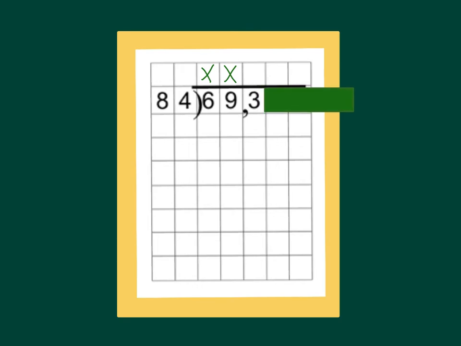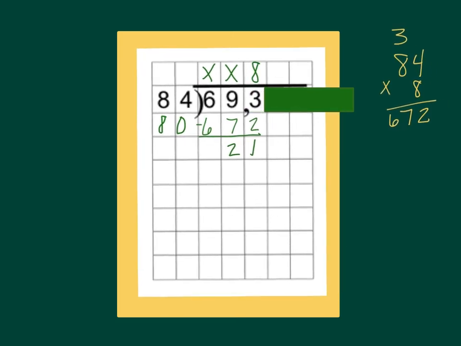So again, I'm going to want to estimate, and if I round 84 down to 80, it's going to give me a manageable number. I'm looking at the 8, and I'm going to see how many groups of 8 I can get out of 64 or 69. And I know that 8 times 8 is 64, so 8 might be a good starting point. Now I've gotten my answer of 672, so I'm bringing that back into the problem, and I'm going to subtract, and I get 21, and 21 is less than 84. So now I can move on to the next part of the problem.